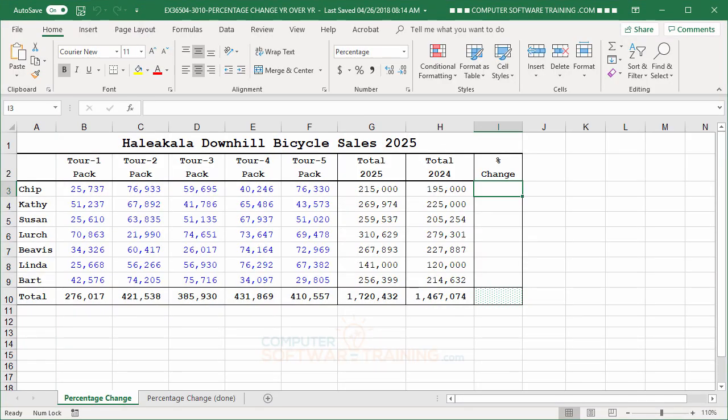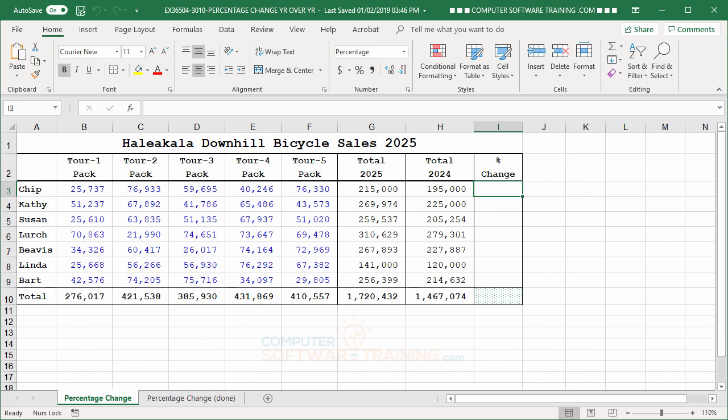This is probably one of the more important business calculations to know. I don't care what business you're in, most likely at some point you've been asked to compare your performance, your department's performance, your product's performance compared to what it was last year, last quarter, last month, whatever, all right?